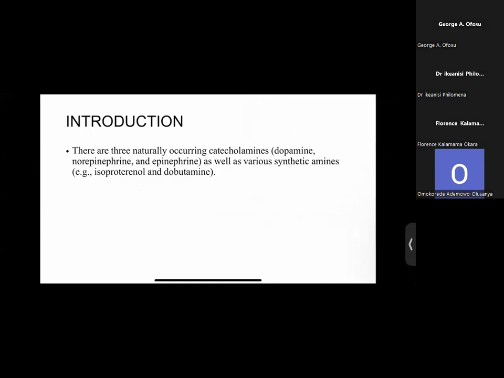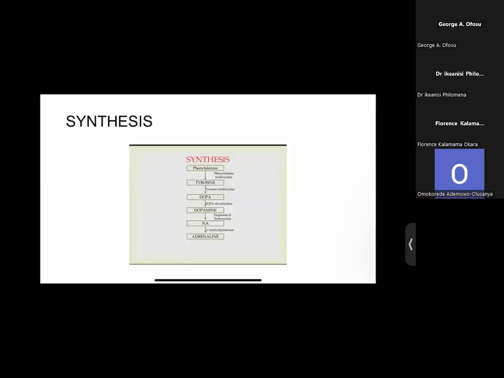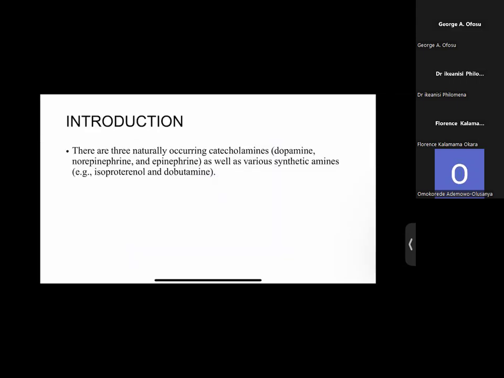There are three naturally occurring catecholamines: dopamine, norepinephrine, and epinephrine. Then we have various synthetic amines, for example, dobutamine and isoproterenol.